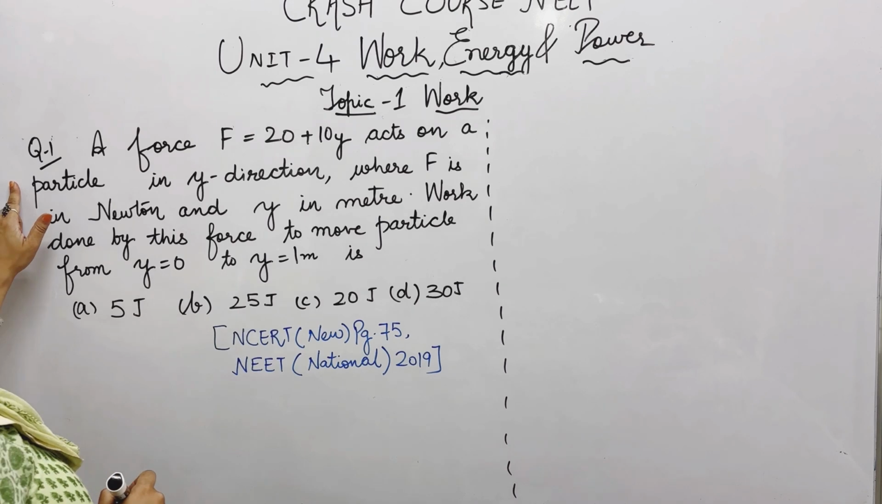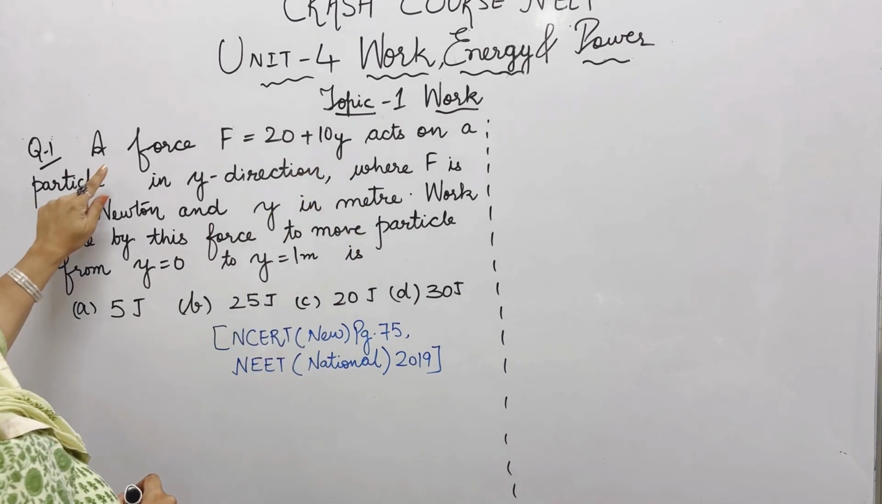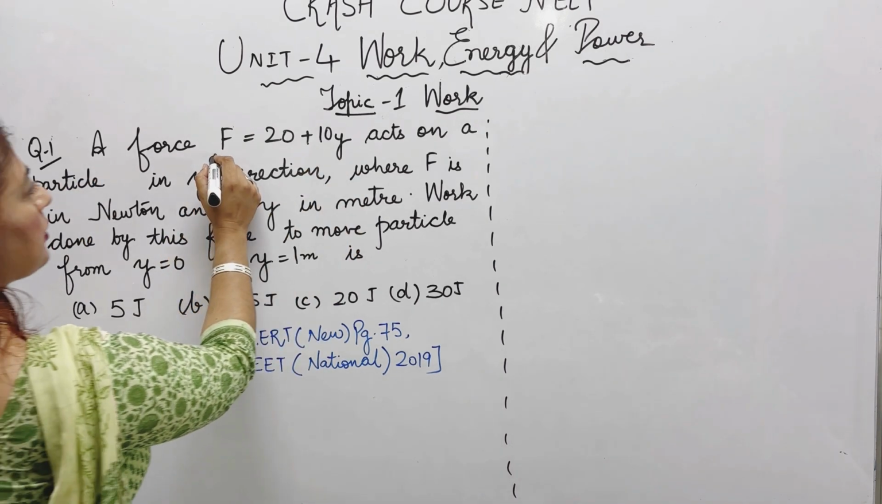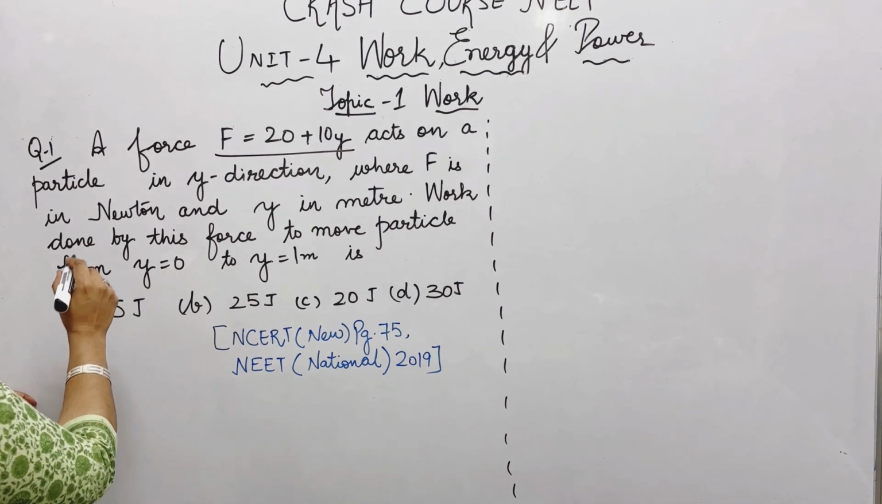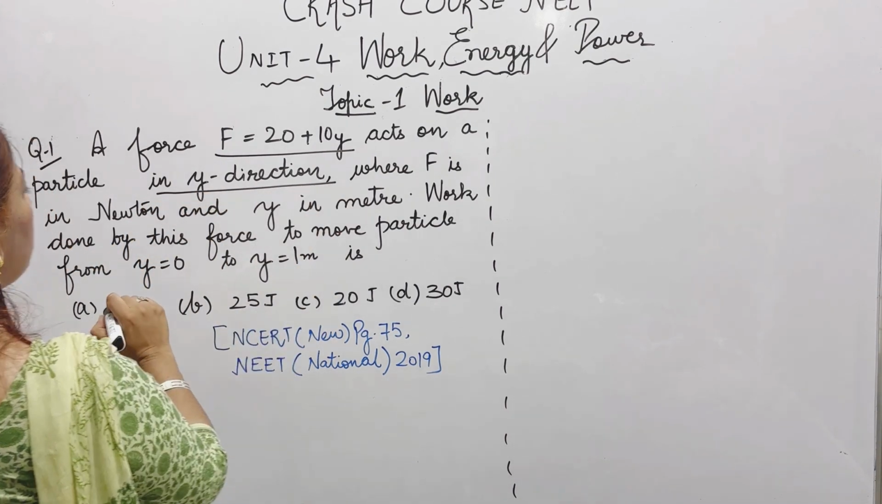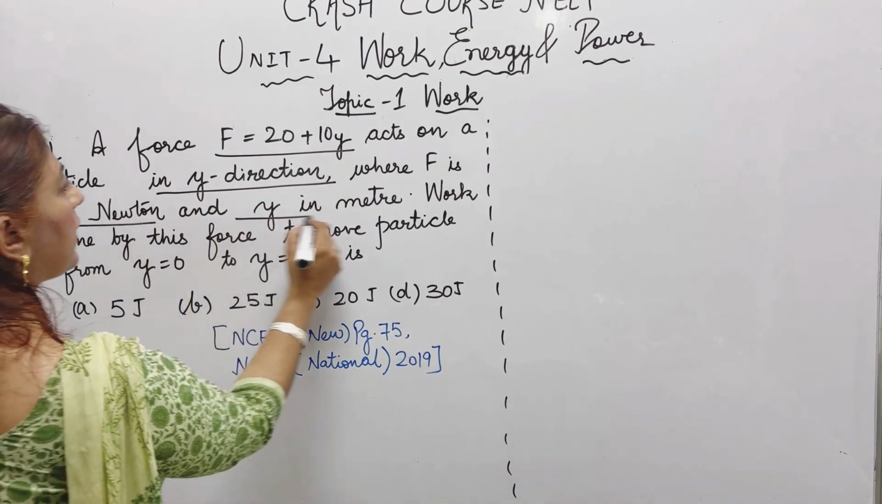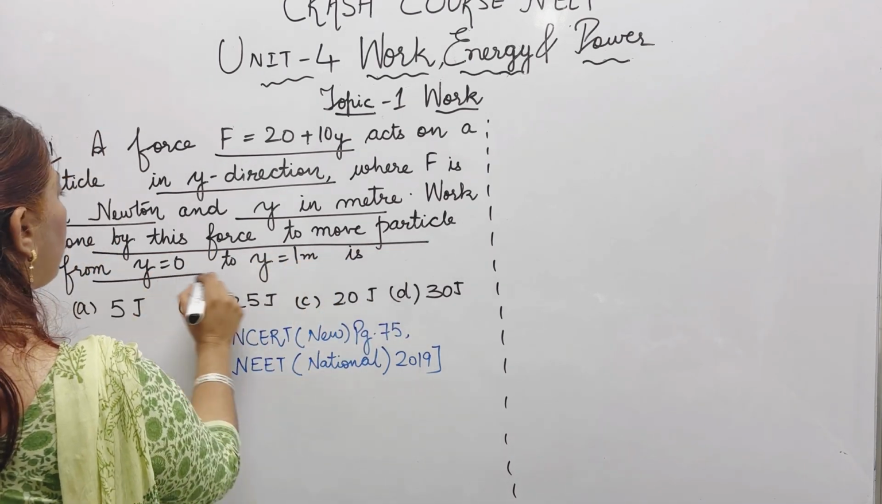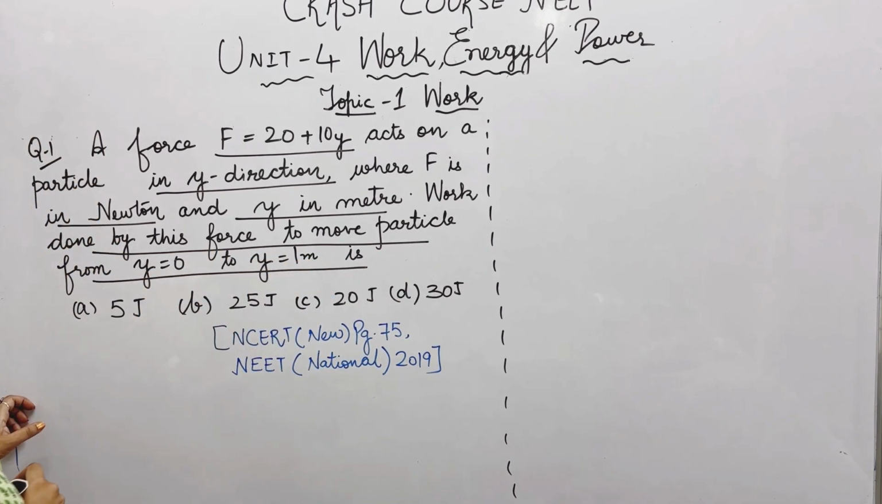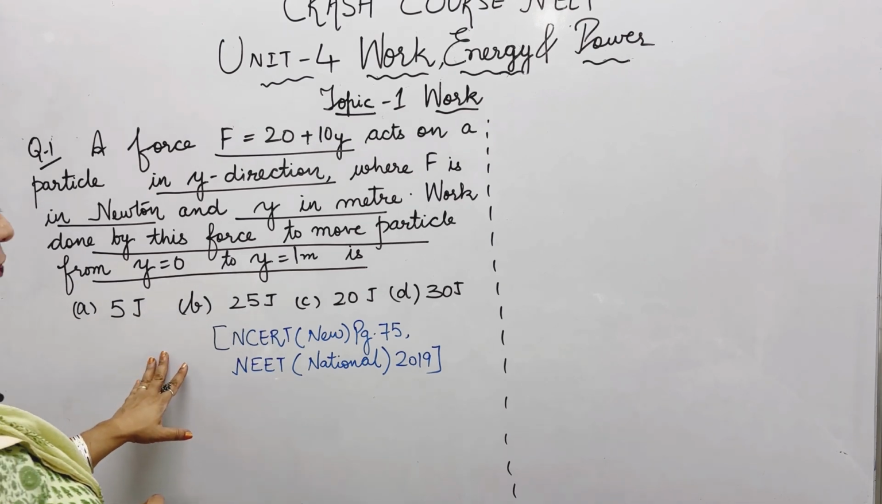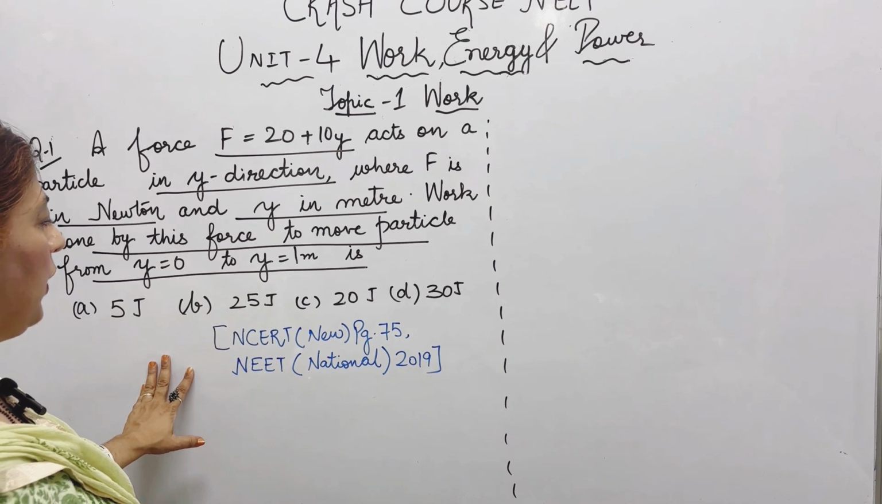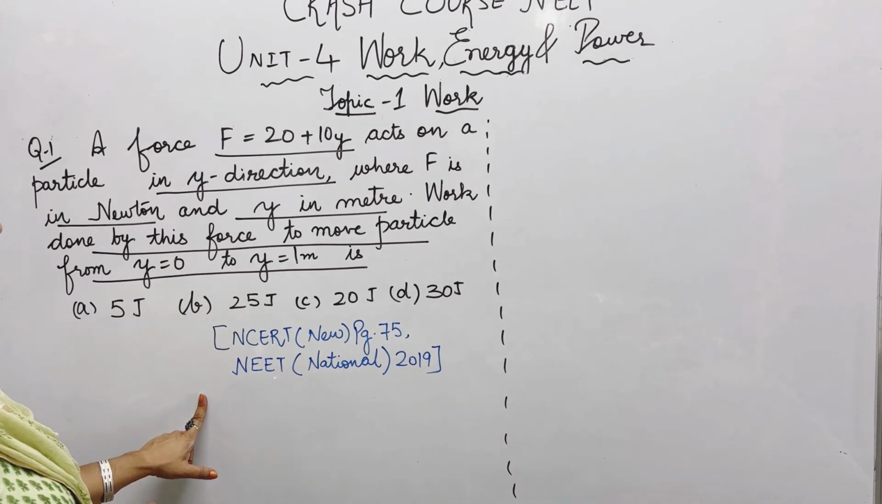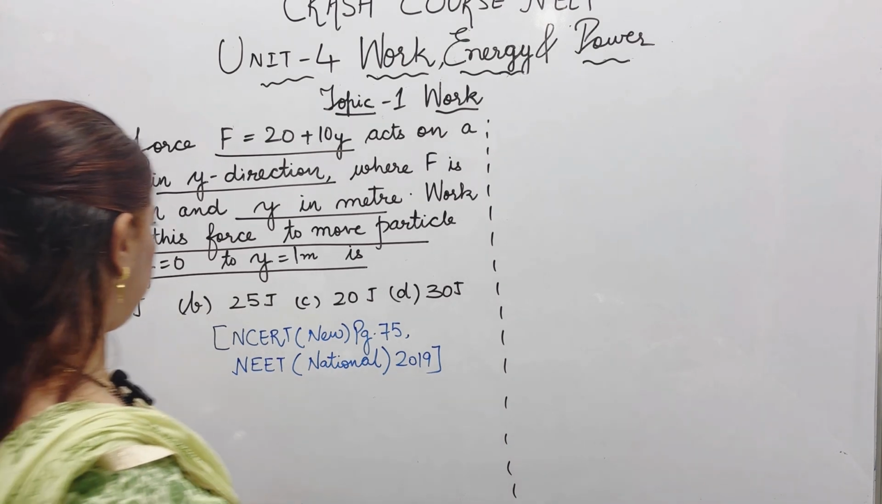Let us do the first question of the topic work. A force F equal to 20 plus 10y acts on a particle in the y direction, where F is in Newton and y is in meter. Work done by this force to move the particle from y equal to 0 to y equal to 1 meter is: these are the options given. This is on page number 75 of NCERT New, and this question has come in the NEET National 2019.